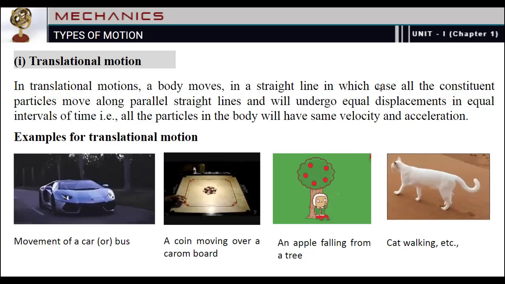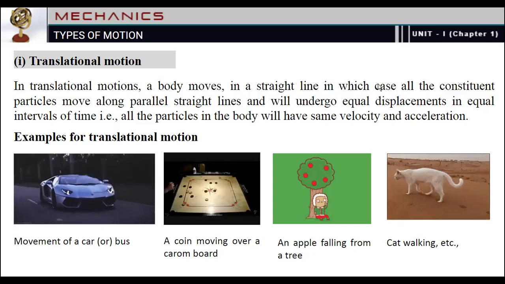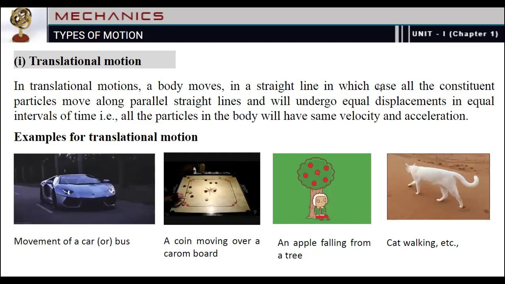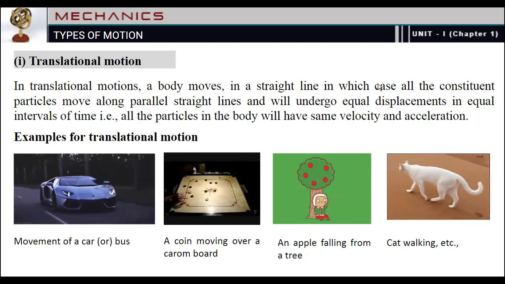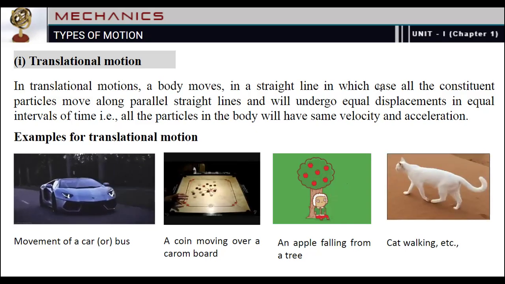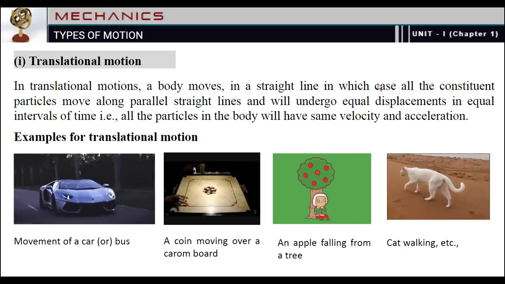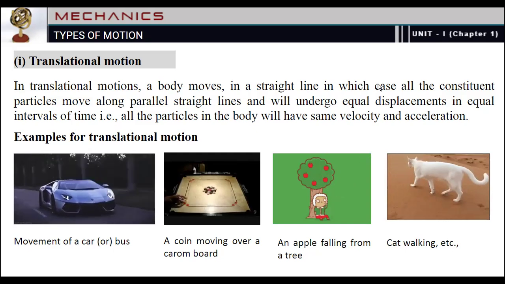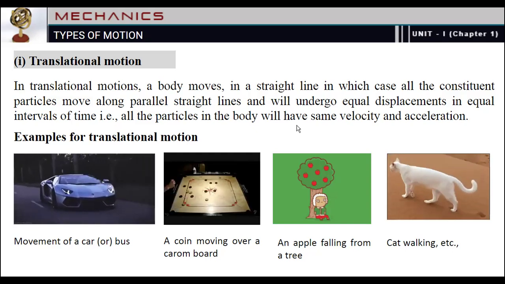The next example is a coin moving over a carom board. All the coins can be equally displaced, but none has any rotation, so they are moving in a straight line only. Coming to the third one, an apple falling from a tree. Already we know this is the best example from the basics of physics. The last one, a cat walking. The cat's front leg and back leg move at the same speed, and both cover the same displacement. So these are the examples of translational motion.